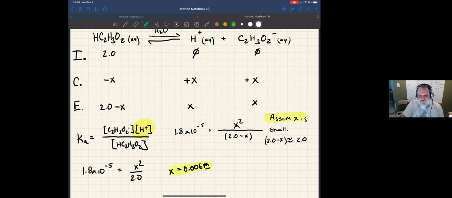So I'll go ahead and write down the pH by taking the negative log of 0.006, and I get the pH equals 2.72, and that was the answer for the question.